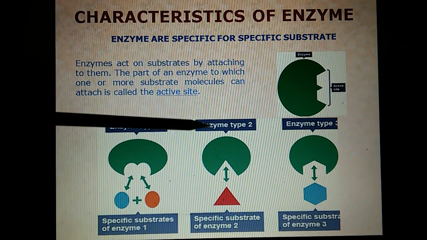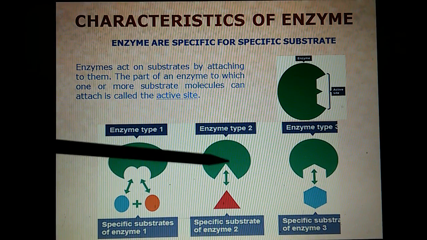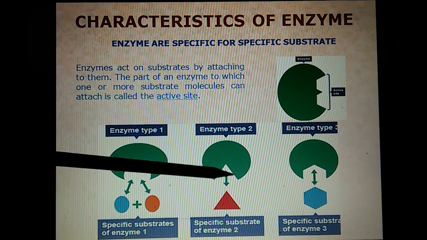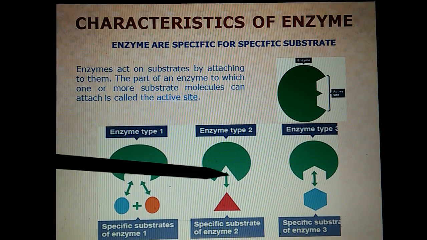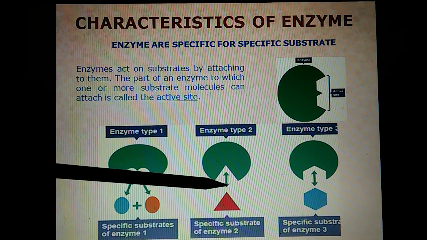Enzyme 3 again has its own active site. It is not triangular, it is somewhat hexagonal. So any substrate which has a hexagonal shape can easily combine with enzyme type 3.